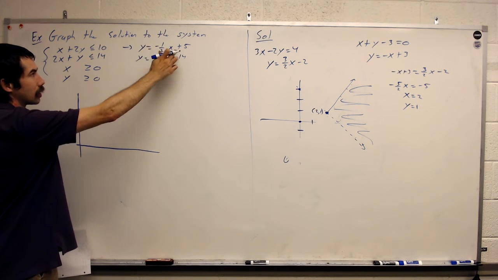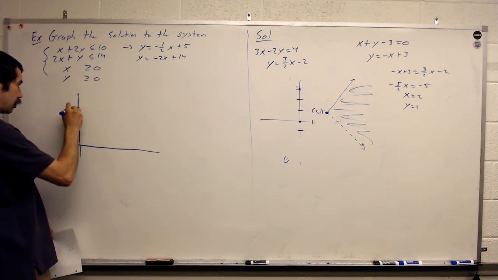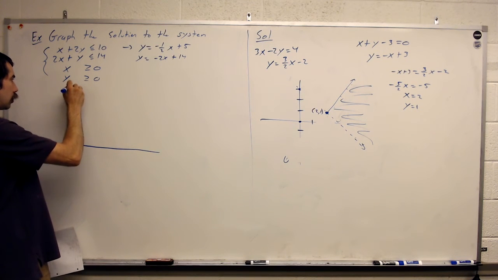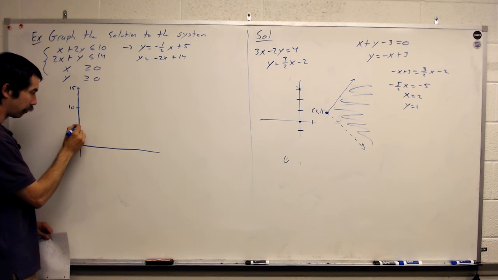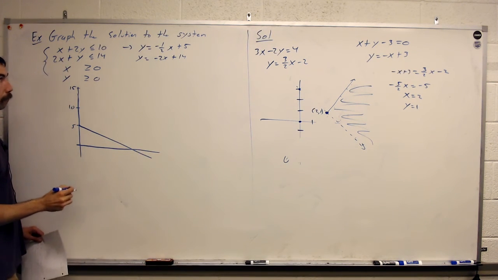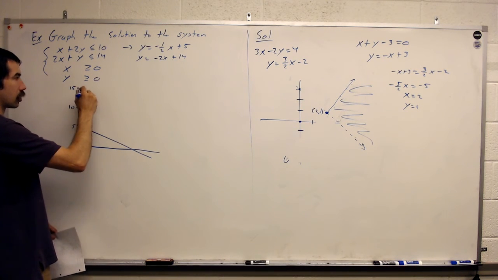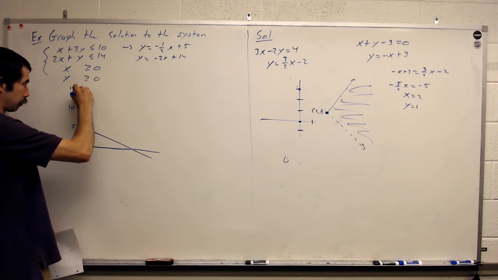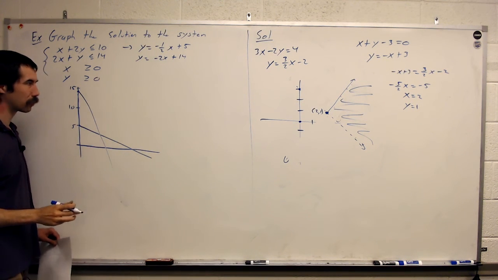Okay, and so what does this look like? We have a y-intercept of 5. So let's say this is 5, 10, and then up here is 15. And a slope of negative 1/2. Here we have a y-intercept of 14 and a slope of negative 2. Okay, a little bit of a wobbly line, but it gets the point across.